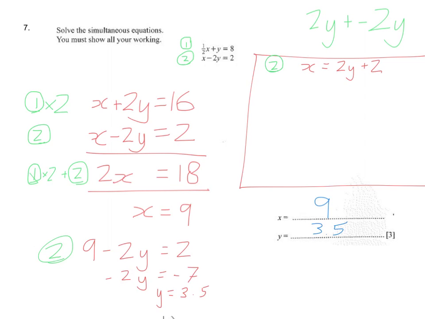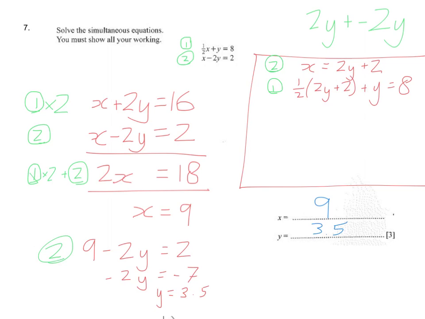Now I know that's what x is. I can substitute that into equation 1, and I could have done this with either one of them. So I have a half, and instead of writing x, I'm going to write 2y plus 2, and then the rest of equation 1 is plus y equals 8. So all I've done is swap my x in that equation for that 2y plus 2.